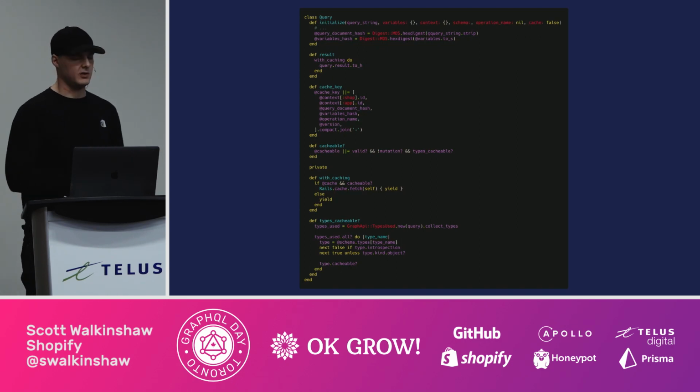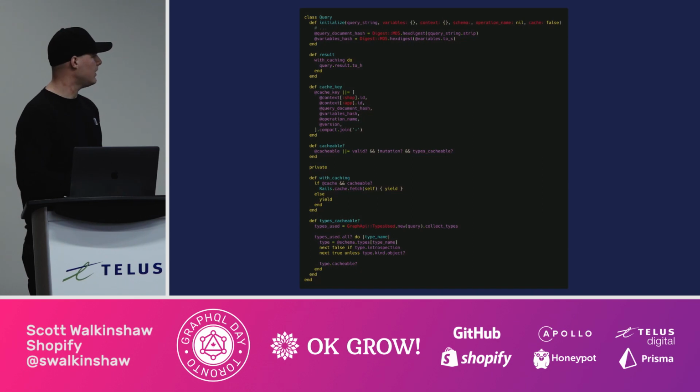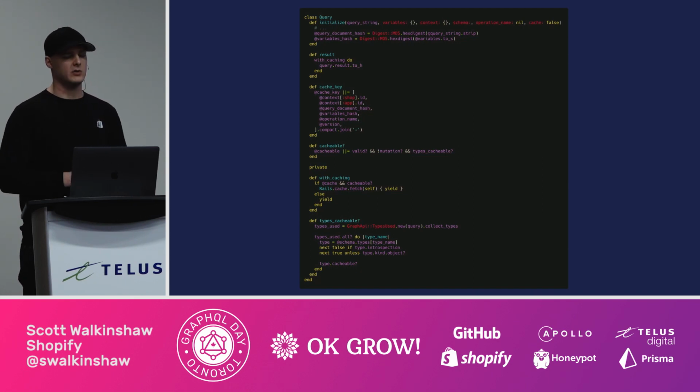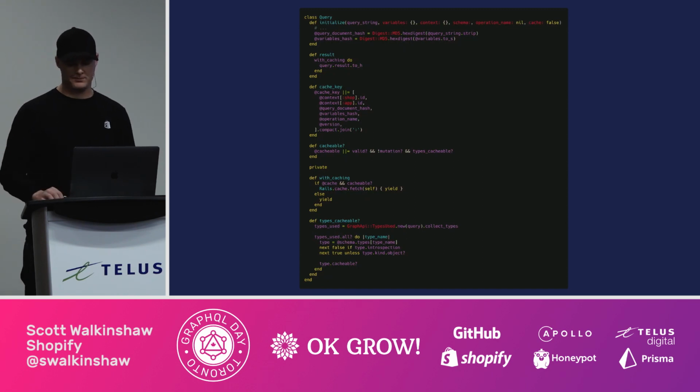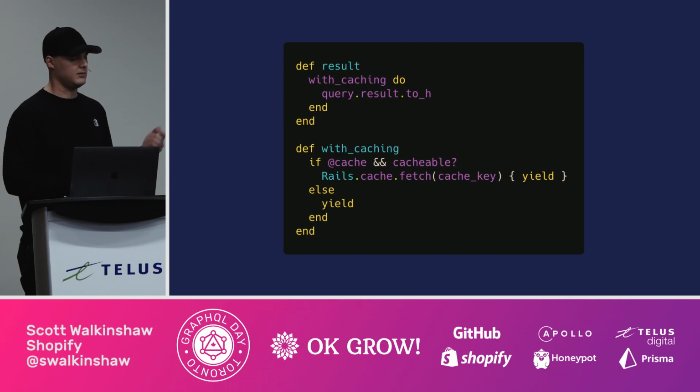Don't worry if you can't see all this code. This is kind of like a slightly edited version. We have a query class that is responsible for actually executing our queries and doing the caching. We're going to focus in on each part as we go through it. So first, we have a result method. And this is what actually executes the GraphQL query and just returns the result as a hash, and then that gets serialized as JSON out to the client.